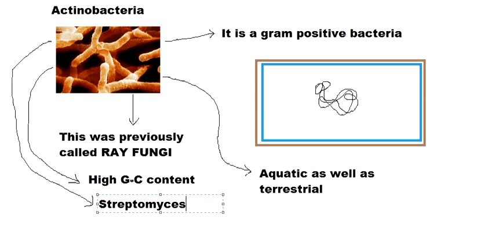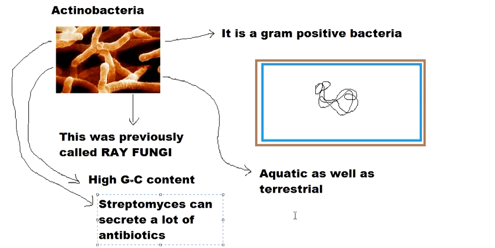Streptomyces can secrete, if it is the right word, okay, secrete may be the right word, a lot of antibiotics. What are some examples of the antibiotics? Some examples are tetramycin, which is secreted by Streptomyces rimosus, and erythromycin, secreted by Streptomyces erythraeus.